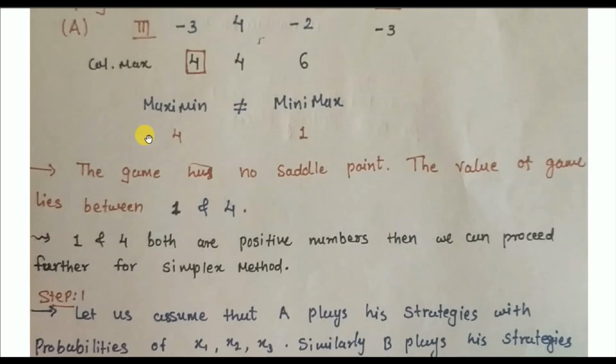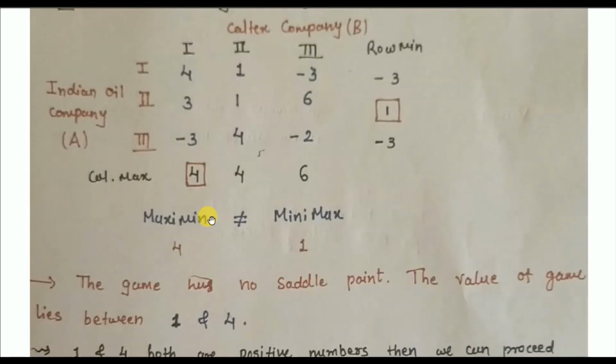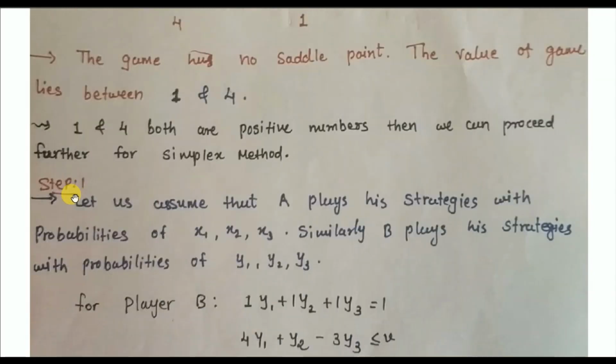But the minimax point and maximin point both should be positive. That is why we can use the simplex method. Otherwise we can't solve this game by simplex method directly. We can, but we have to simplify our given payoff matrix by applying some operations on it. We will see this type of example in our next video. But here, when both values are positive, we move to the simplex method.